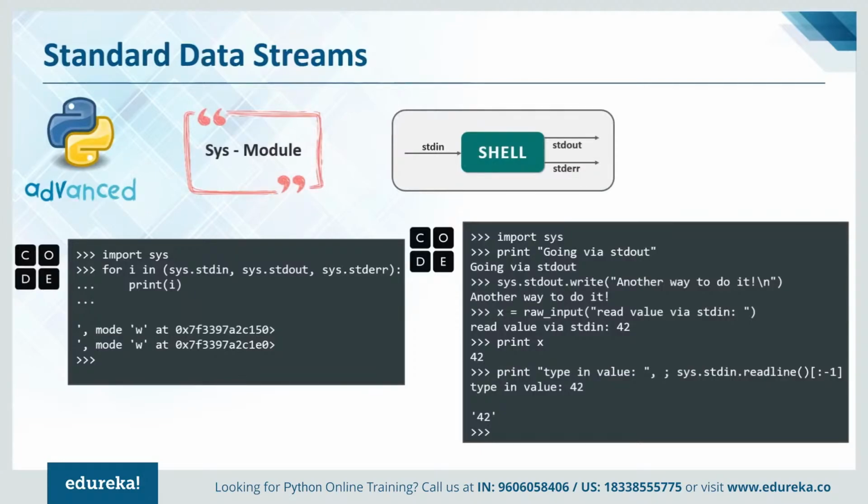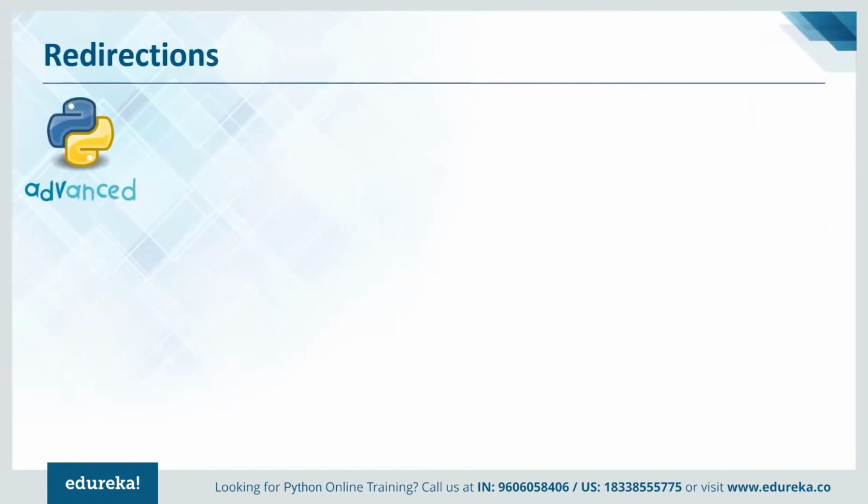We're actually going to type in a value where we're using stdin.readline to actually get the input. So type in value. As soon as it says 42, 42 is printed. Instead of 42, I could have put it as Anirudh. I could have put it as Edureka or anything else as well. And that's the same message that would be printed. Pretty simple, right? So next up, we have something called redirections.